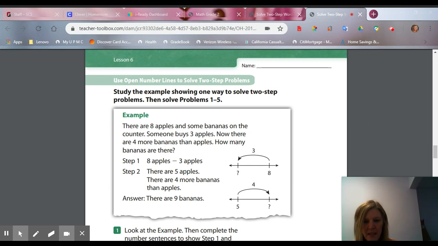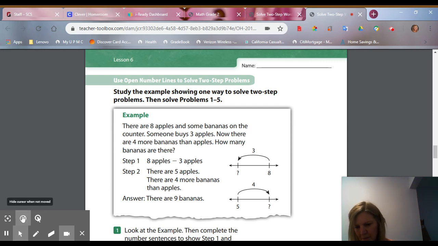So they start with an example with 8 apples and bananas. There are 8 apples and some bananas on the counter. Someone buys 3 apples. Now there are 4 more bananas than apples. How many bananas are there? Well, the first thing you need to do to solve this problem is to find out how many apples there are. So you start with the 8 apples, subtract 3 apples, and that gives you 5 apples.